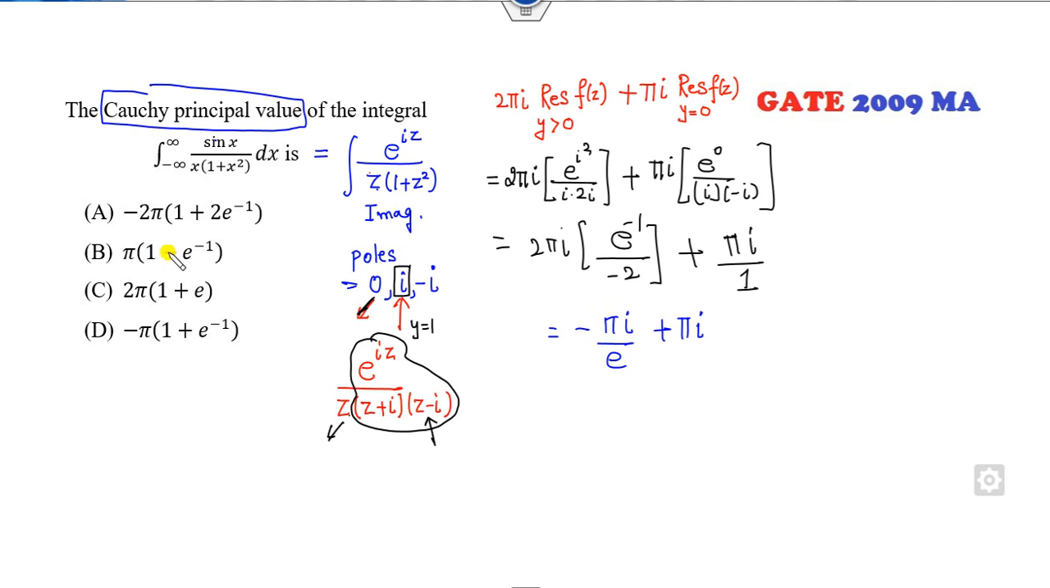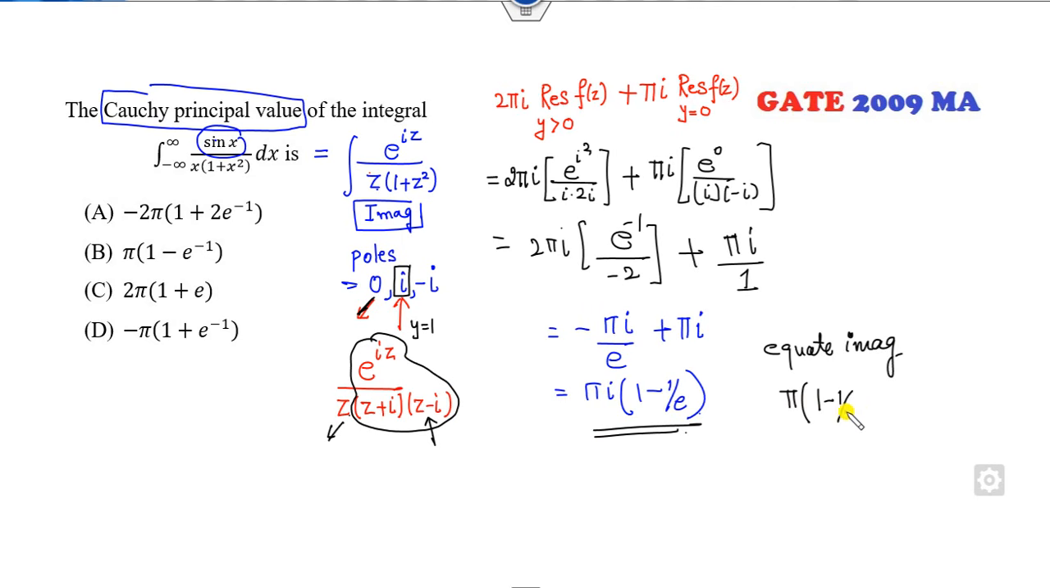So what is that? I can write it in terms of pi. I can take pi iota as common: 1 minus 1 over e. Now since we have a sine, that means we need an imaginary component. So we can equate the imaginary component from this. What is the imaginary component? Pi times 1 minus 1 over e is the imaginary part. So that's the right answer of this.